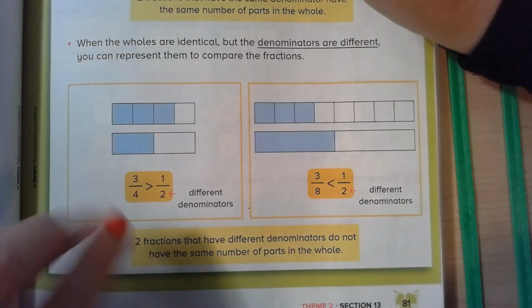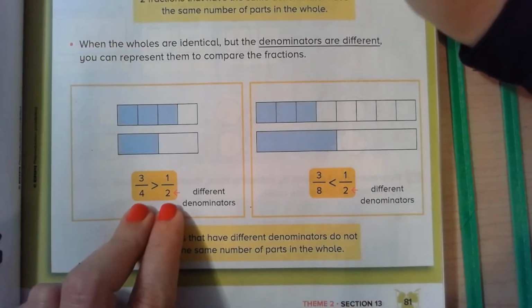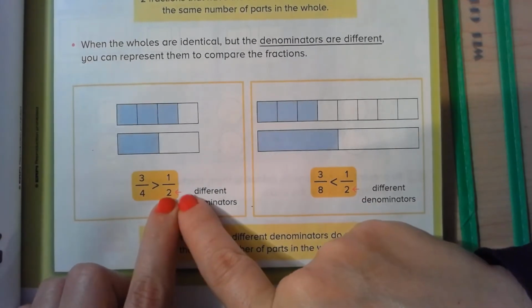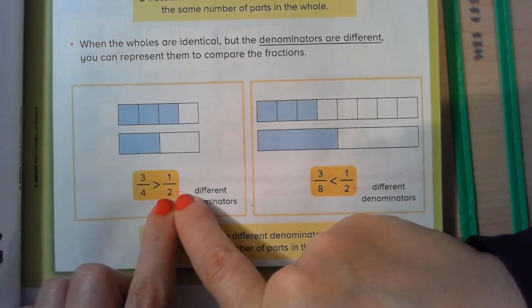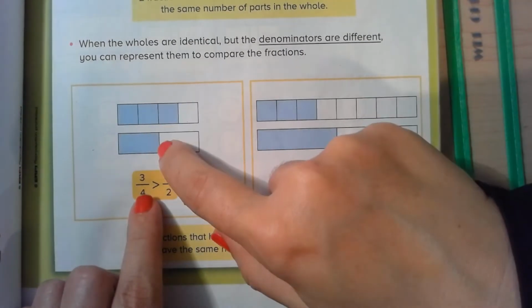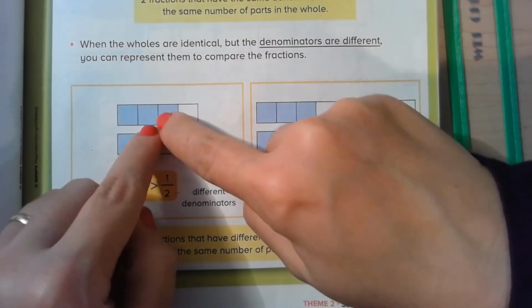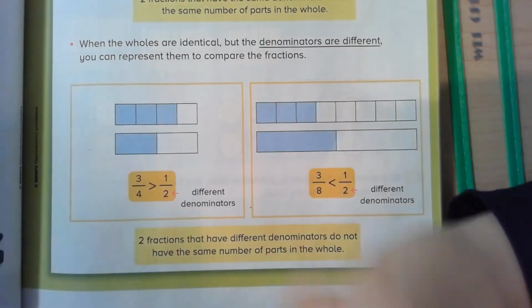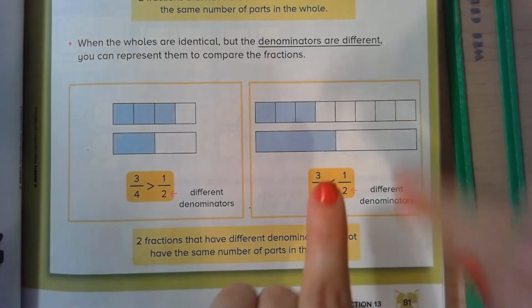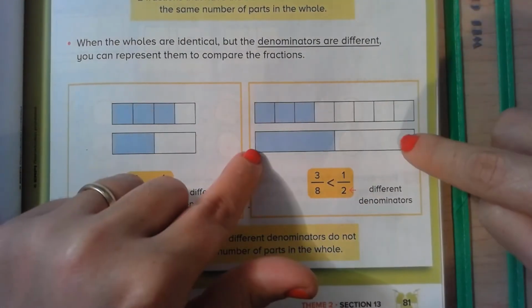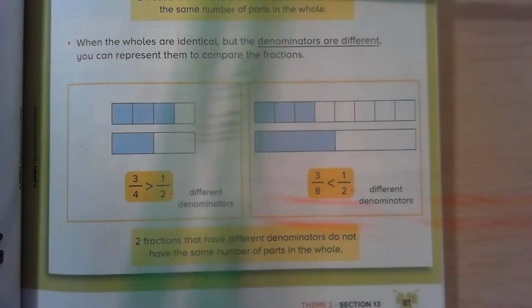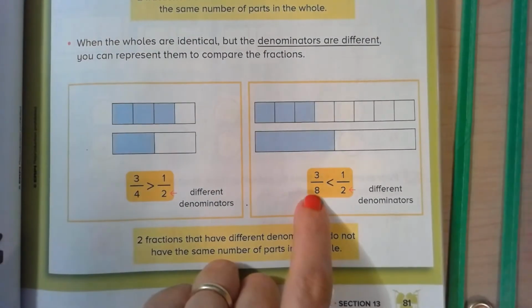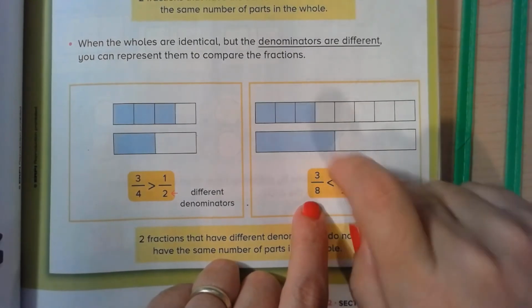Does that make sense to you? Even though our denominators are different, 3/4 has a 4 as a denominator, 1/2 has a 2 as a denominator, you can still compare them only because they take up the same area here. Their wholes are identical. That's what they mean by that. Here again, their wholes are identical. Remember I showed you the whole is identical. Even though the denominator is different, we can still compare them.